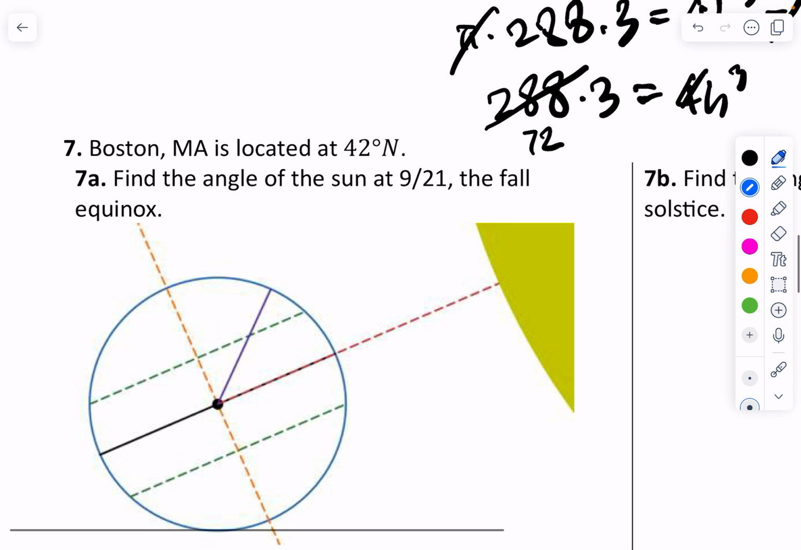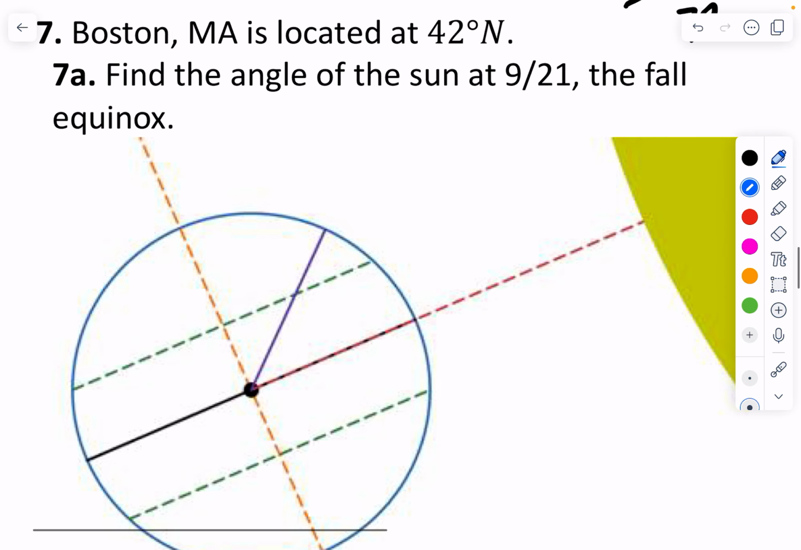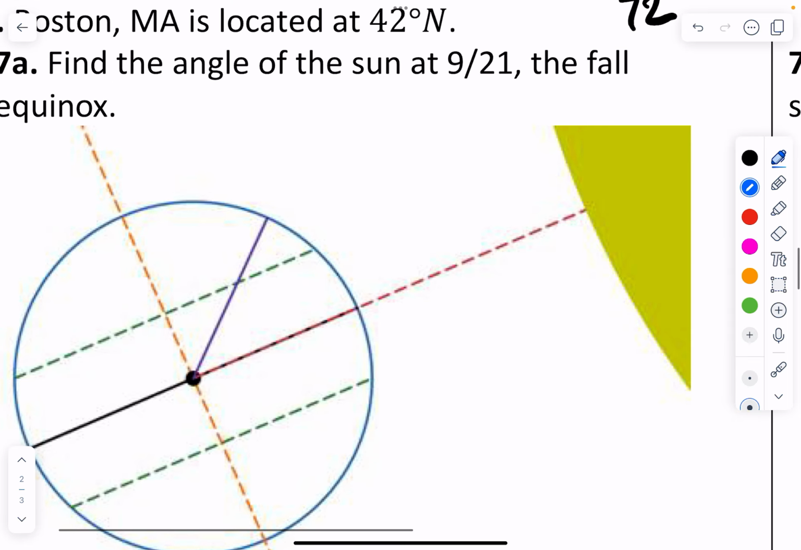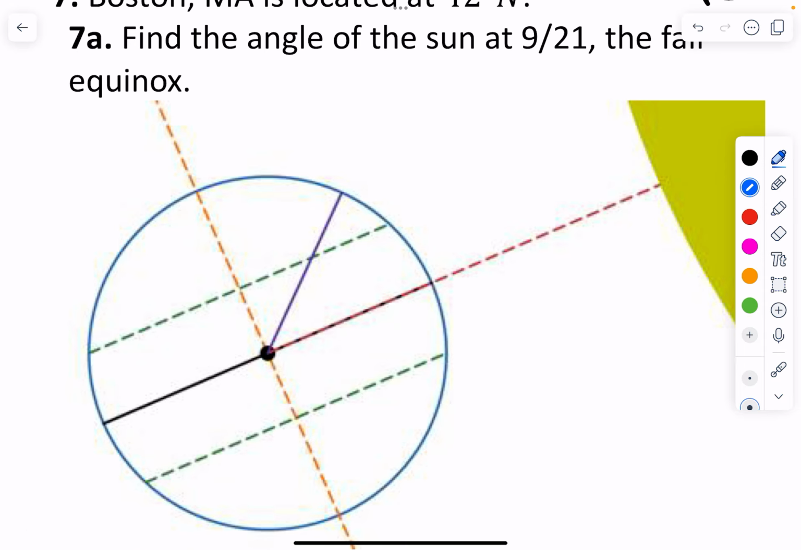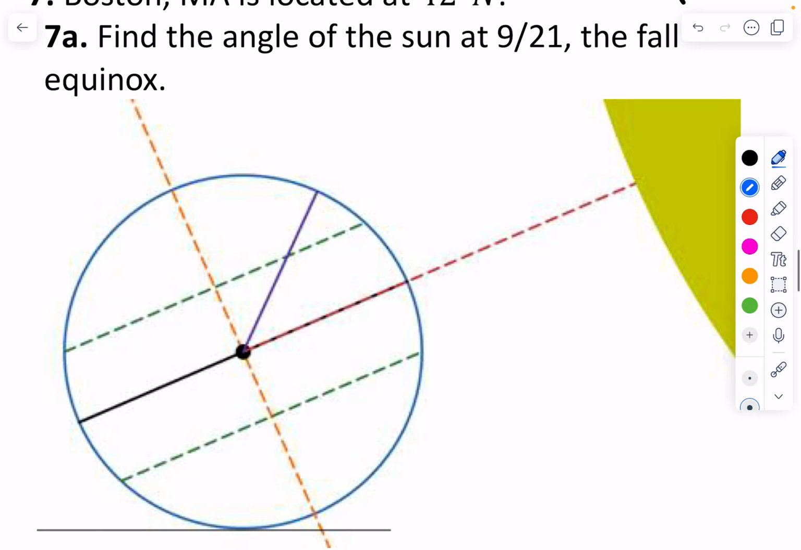So first of all, Boston, Massachusetts is located at 42 degrees north, where it is represented by this point on our Earth. Find the angle of the sun at September 21st, the fall equinox. So just to review, the fall equinox is when the northern half and the southern half get the same amount of sunlight from the sun. So the sun is shining directly at the equator.